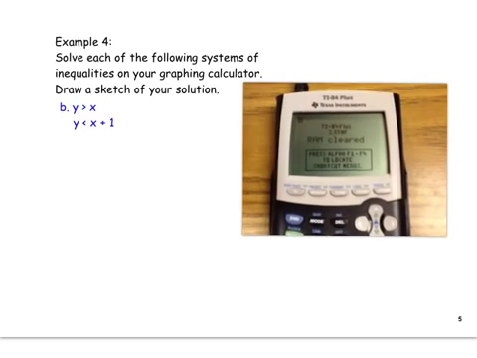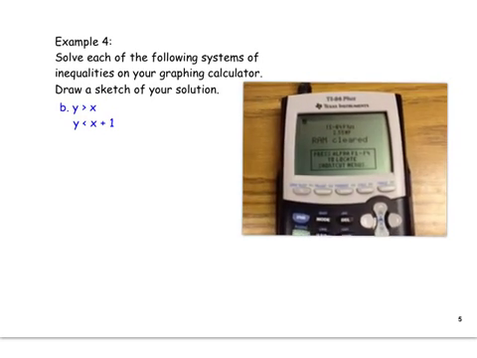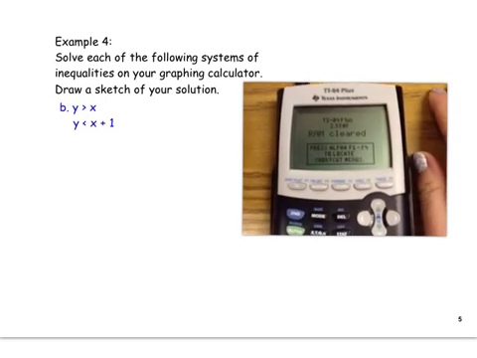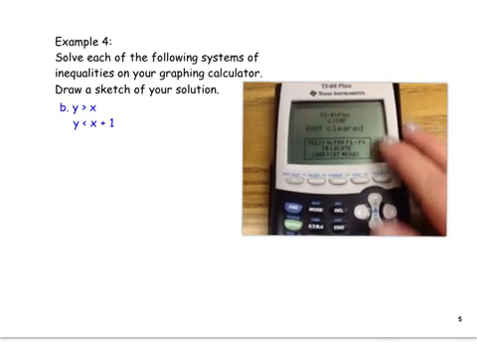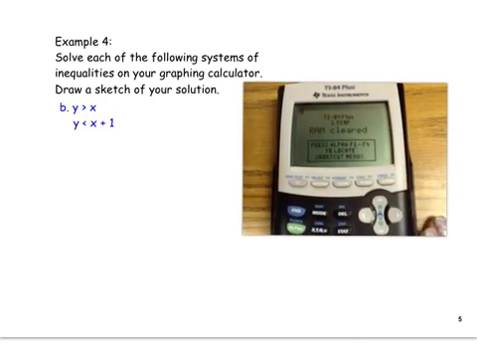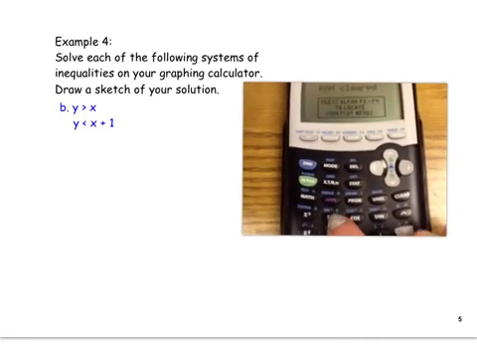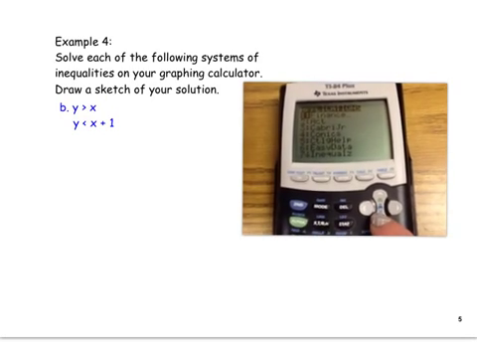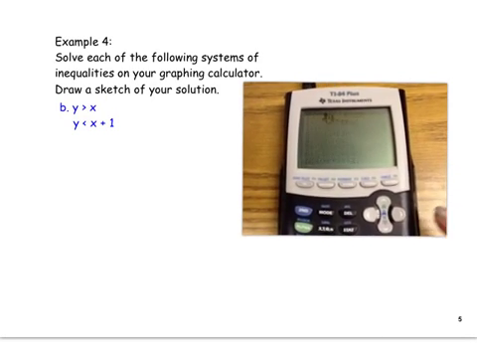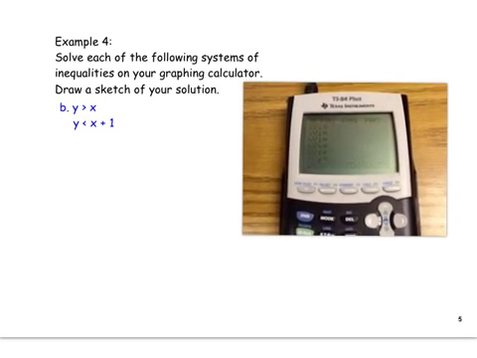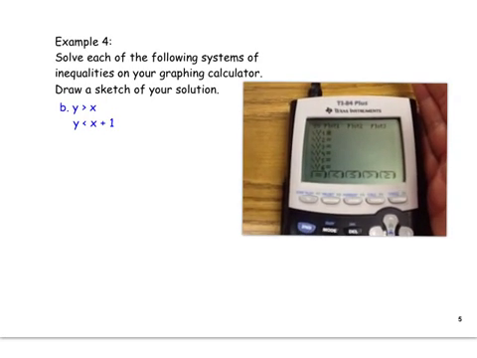So the good news is these two inequalities are already in slope-intercept form, so we're ready to go straight to the calculator. I've already cleared my RAM here. And since we're graphing inequalities, we're going to run the app. So go to Apps, Inequalz. Press any key to continue, and it takes you here to the y equals screen.